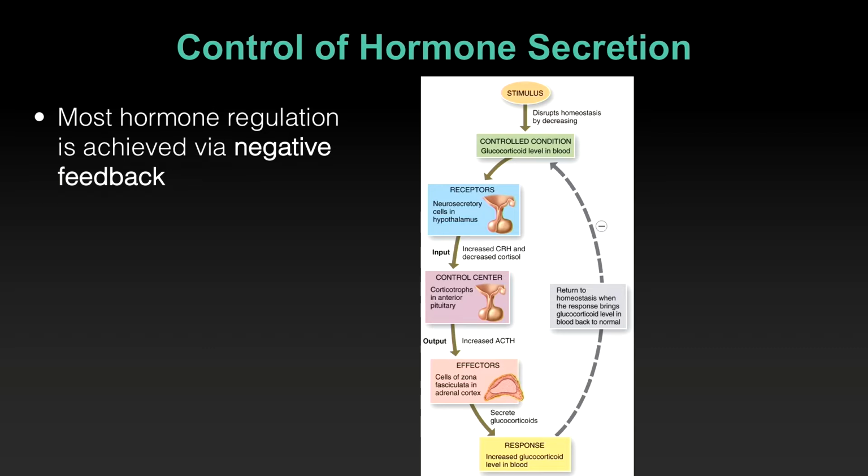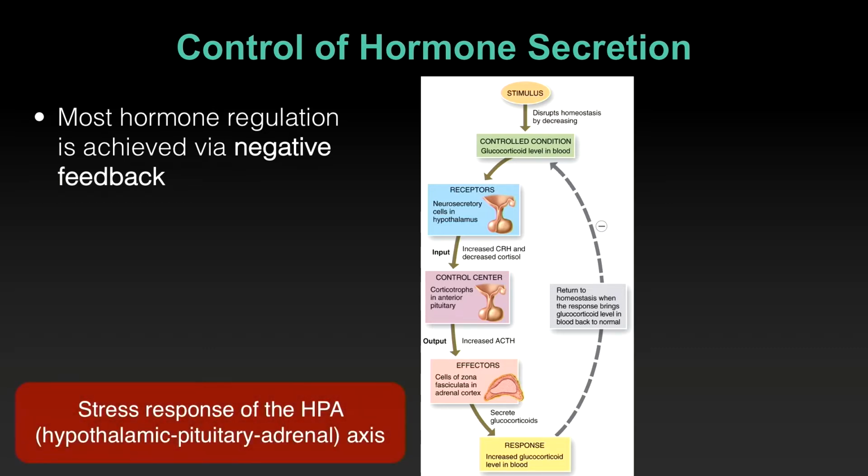And so an example of that is shown here. This is the stress response of the HPA axis, the hypothalamic-pituitary-adrenal axis. And I come back to this in one of my fourth year courses. It's not necessarily super important to remember now. It's an example of a series of cascading hormonal signals that result in an action.